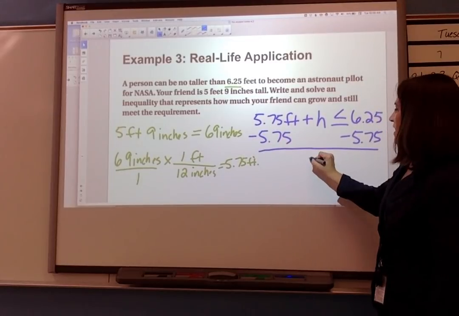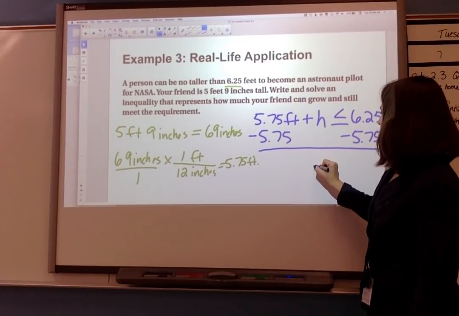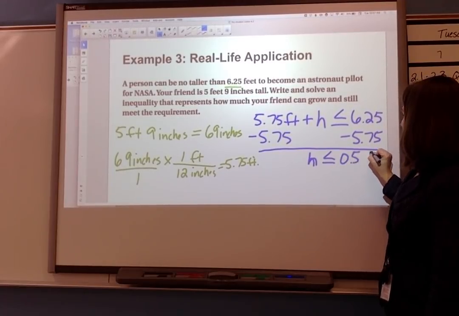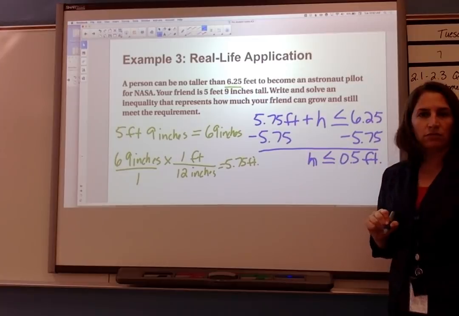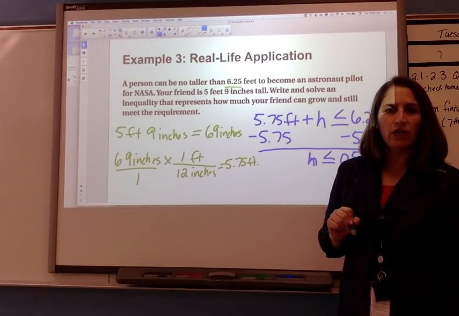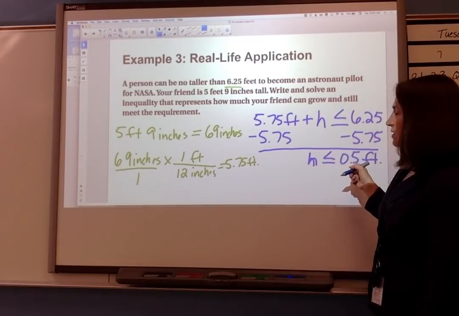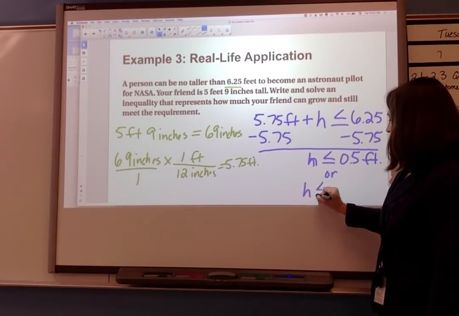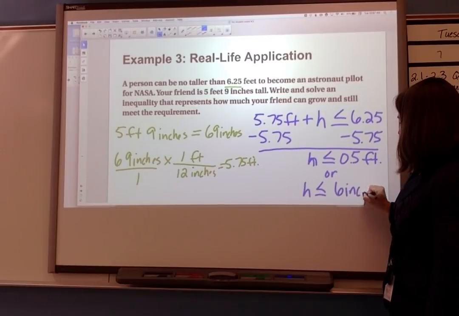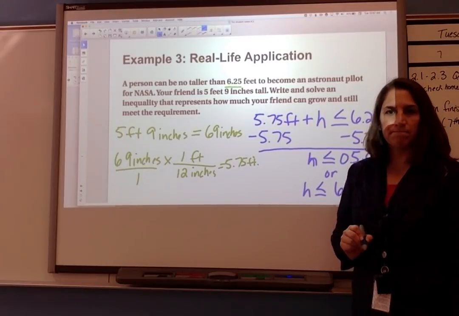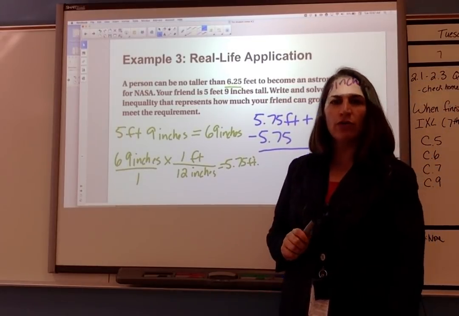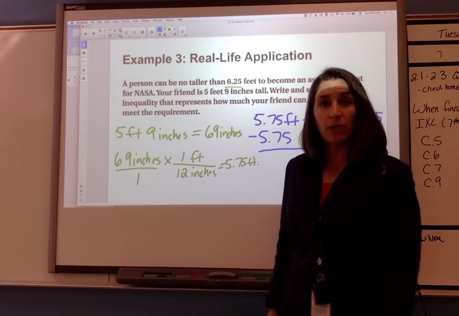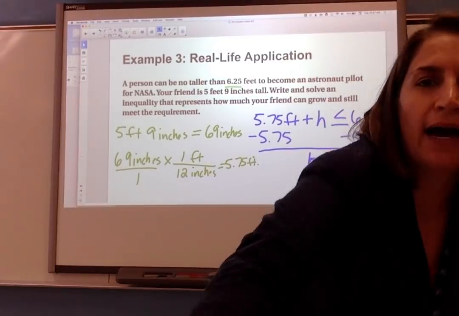And we get this H, the amount that our friend can grow, is less than or equal to 0.5 feet. So how much our friend can grow and still meet the requirement? It can grow 0.5 feet, or that's also H is less than or equal to 6 inches. All right, so go ahead and try a few on your own. Be sure that you are graphing all of your solutions. Put in a number to check your solution as well. I will see you soon.